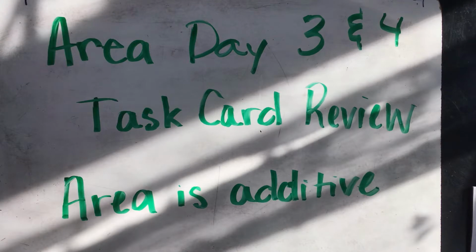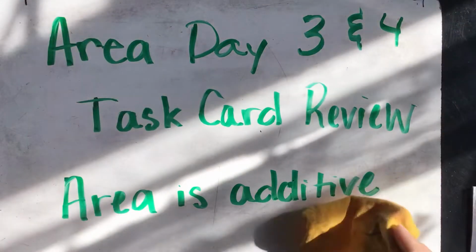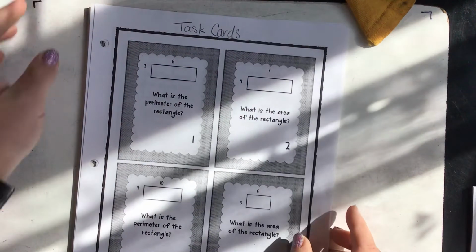Today I'm gonna join two lessons in one video because the first really isn't a lesson, it's just a review activity. So area day 3 and 4: task card review is day 3, and then day 4 is area is additive. I'm just gonna real quick go over the task cards. It shouldn't take too long, and then we'll move on to day 4.